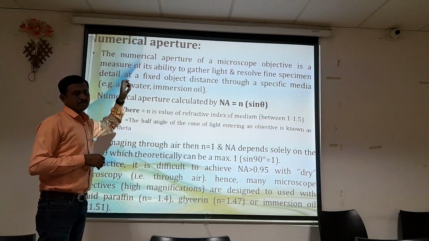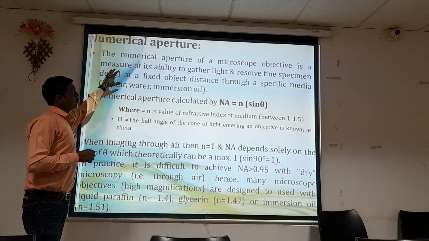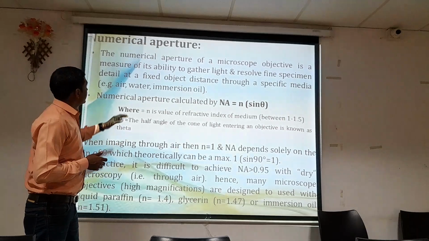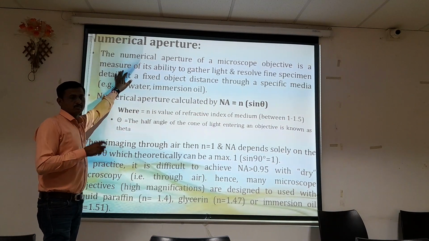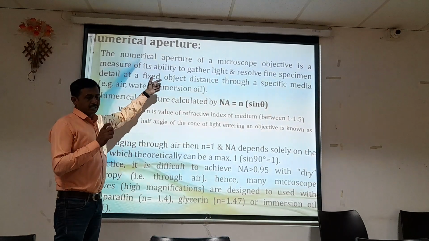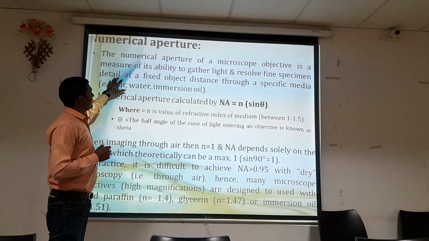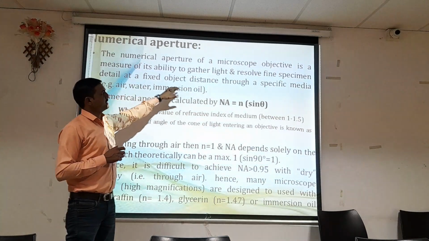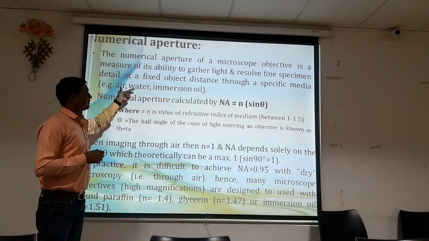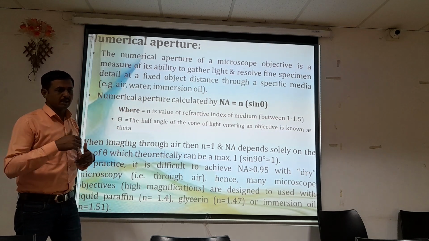Here, aperture is nothing but a hole, and numerical is nothing but a numerical value. The numerical aperture of a microscope objective is a measure of the ability of that aperture to gather light and resolve fine specimen detail at a fixed object distance through a specific medium, that is, either air as a medium, water as a medium, or immersion oil as a medium.